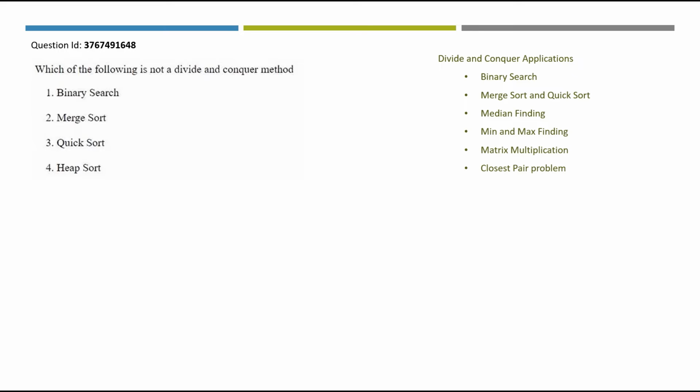So let's see the divide and conquer applications. We have binary search, merge sort and quick sort, median finding, minimum and maximum finding, matrix multiplication and closest pair problem. We have binary search here, we have merge sort and quick sort. Heap sort is not available in this list, so we go with option number 4, heap sort as the right answer. This is not a divide and conquer method.